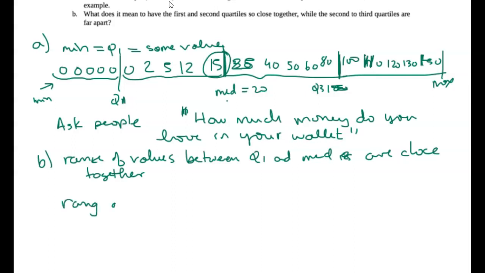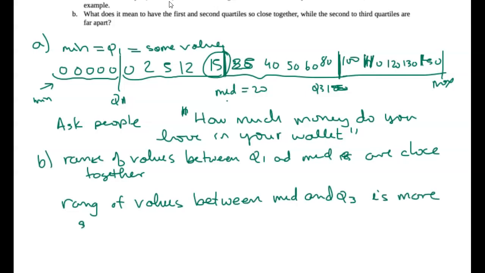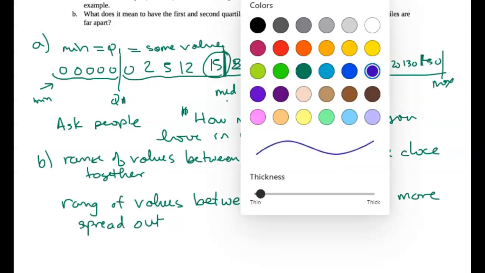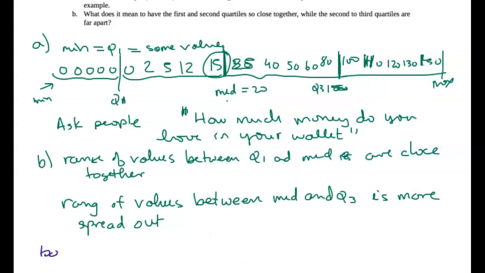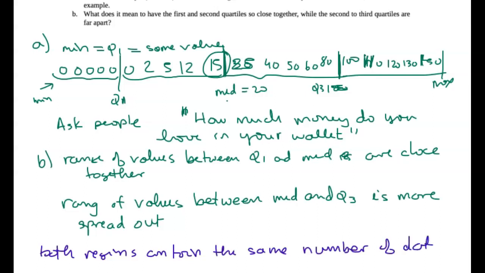So the range of values between the median, which is Q2, and Q3 is more spread out. But they both contain the same number of data points. So both regions contain the same number of data points. All right, that's it.